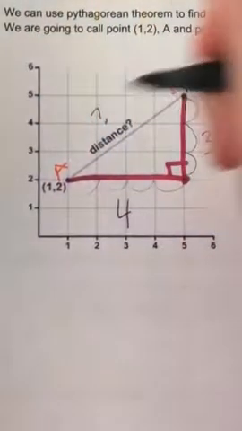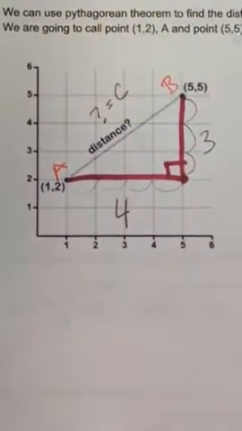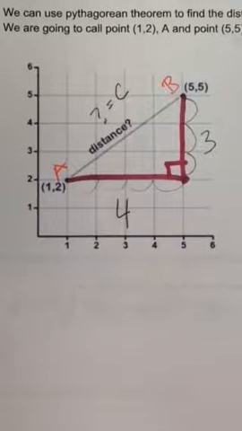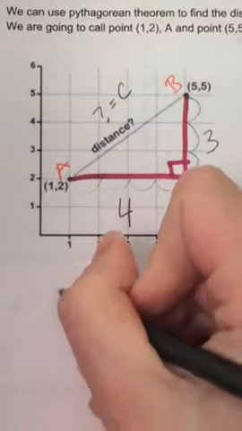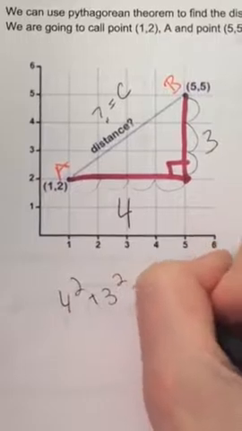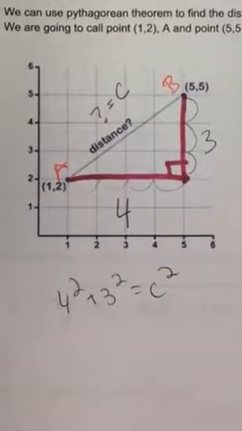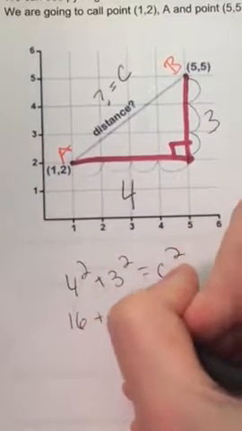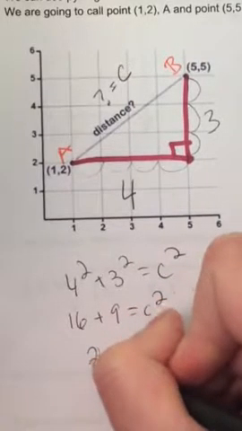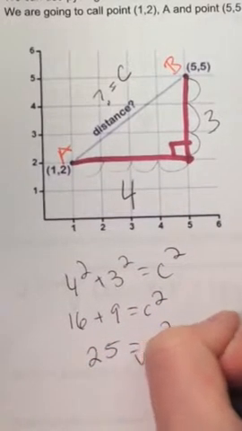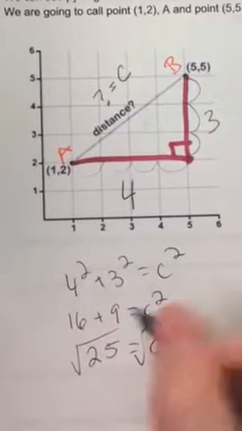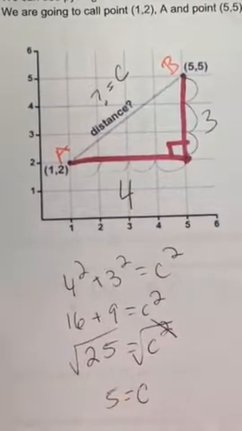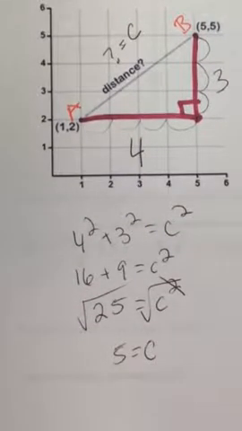So this is obviously C, because it is across from the 90-degree angle, so it is the hypotenuse. So I'm going to have 4 squared plus 3 squared equals C squared. And I'm going to solve it like I've been doing the last couple days. So 16 plus 9 equals C squared. 16 plus 9 is 25. Take the square root of both sides, because that's how we cancel C and C squared. So I get C equals 5. Okay. So that's the distance, which we can find using the Pythagorean theorem, okay?